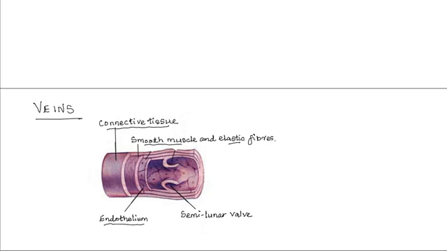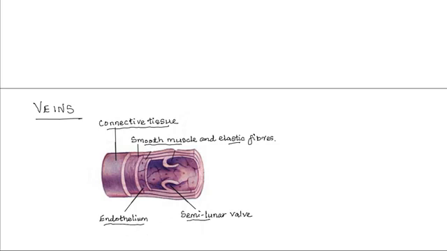So the inner lining of the veins do contain semilunar valves at regular intervals. These semilunar valves prevent backflow of blood because the blood flows under relatively low pressure in the veins. So they need to have the semilunar valves to prevent the backflow of blood.